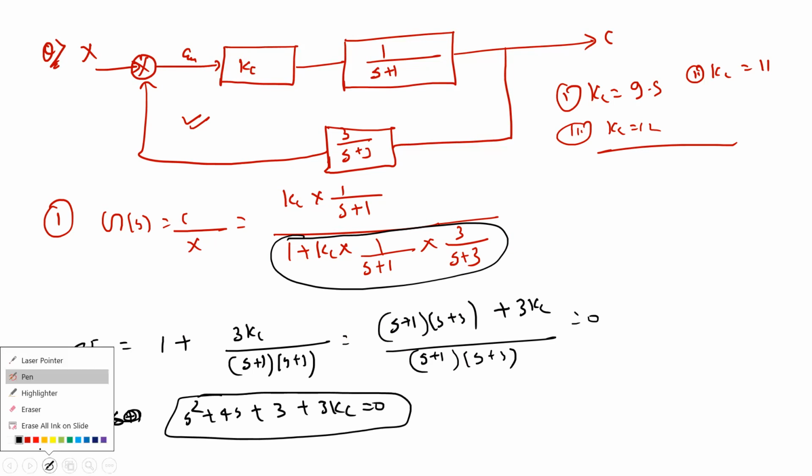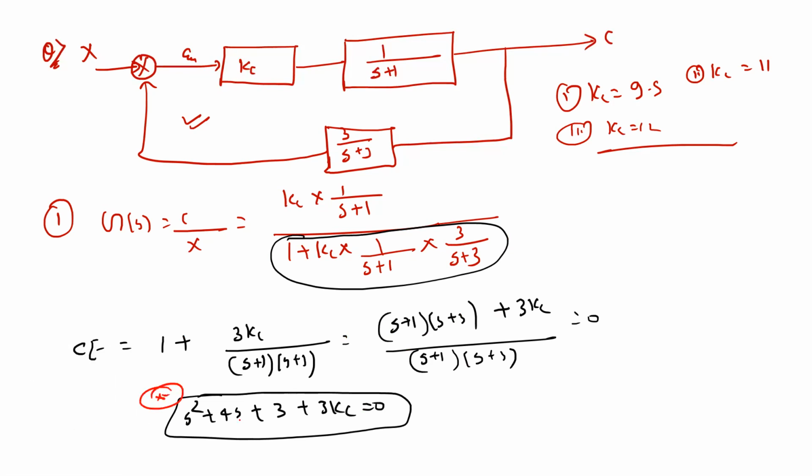Now, once we get the characteristic equation, the main aim is to make the Routh array. First, here all the coefficients are positive, so directly we cannot say the stability or instability of the system. If any of the coefficients had been negative, then we could have said that this system is unstable. But here all the coefficients are positive, so you have to make the Routh array. The equation is S square plus 4S plus 3 plus 3Kc equal to 0. So how can I make the Routh array?